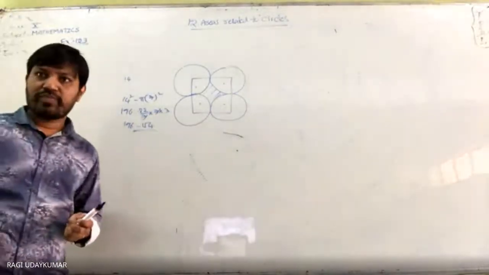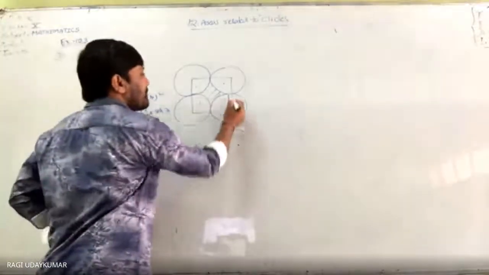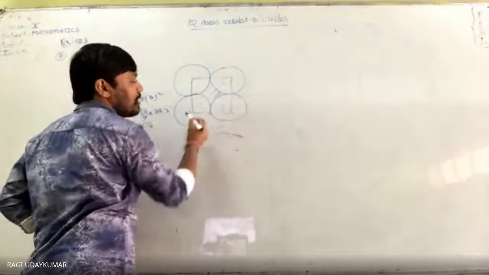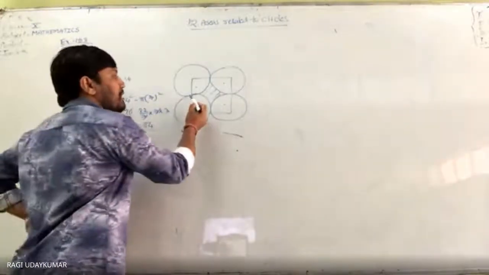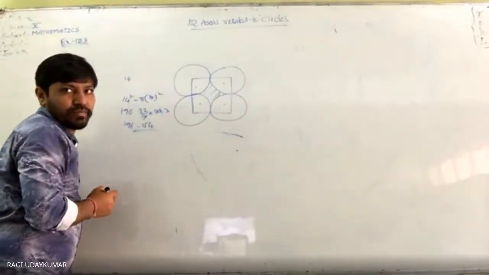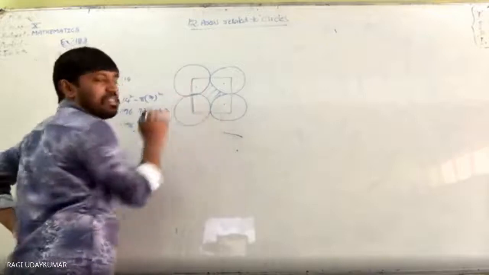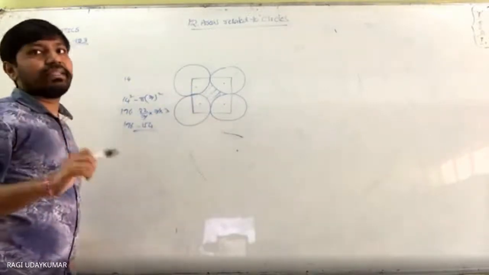Did you understand? No, sir. See here, very simple. The side of the square is given to you, 14 centimeters. So when the side is 14 centimeters, the radius is equal to 7 centimeters, half of it. Because this is 7 centimeters, this is 7 centimeters. So all the circles are of the same radius here.